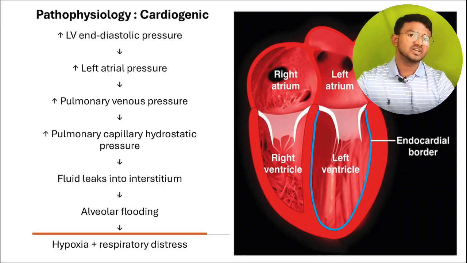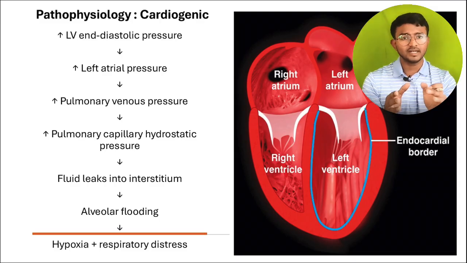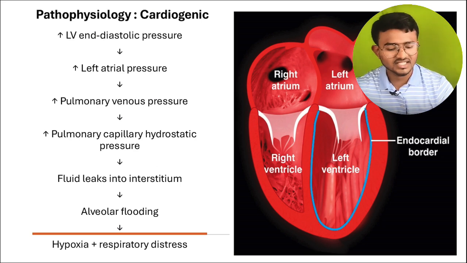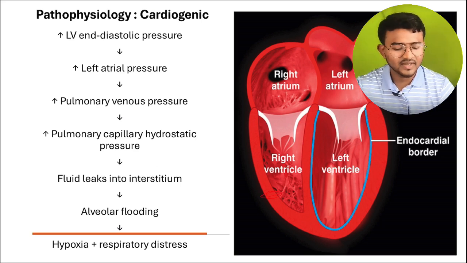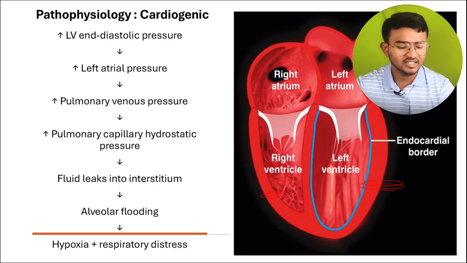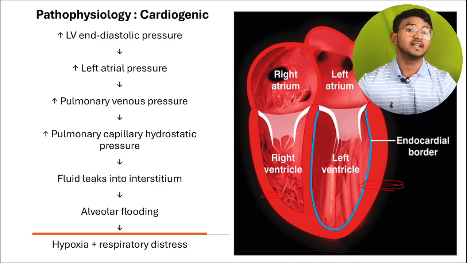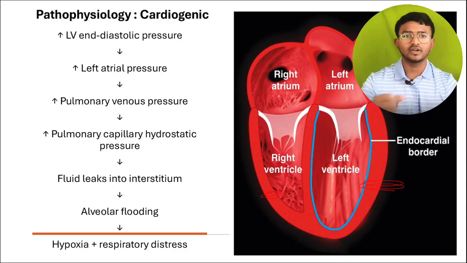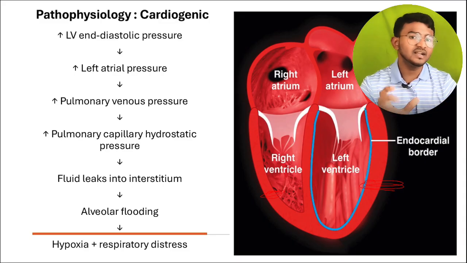So, pathophysiology. This pathophysiology is very important, based on cardiogenic and non-cardiogenic. In pathophysiology, if you are seeing this heart here and comparing the right ventricle to the left ventricle, the left ventricle will be a little wider. Why? Because for pumping blood to your whole body, the ventricle must be wide, for strong contractions.